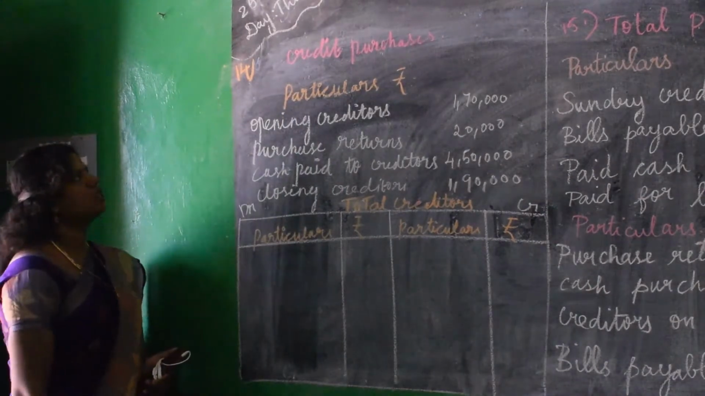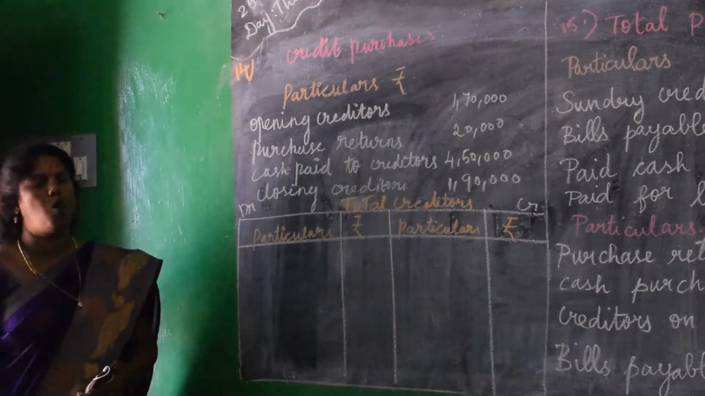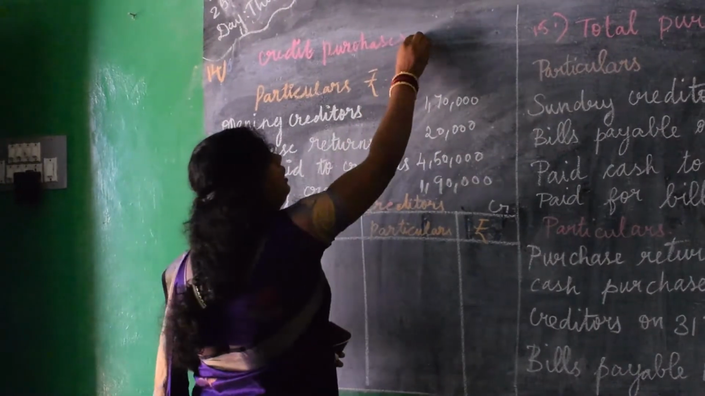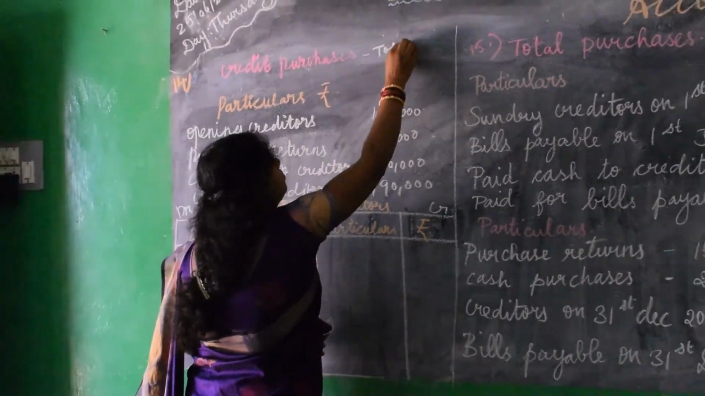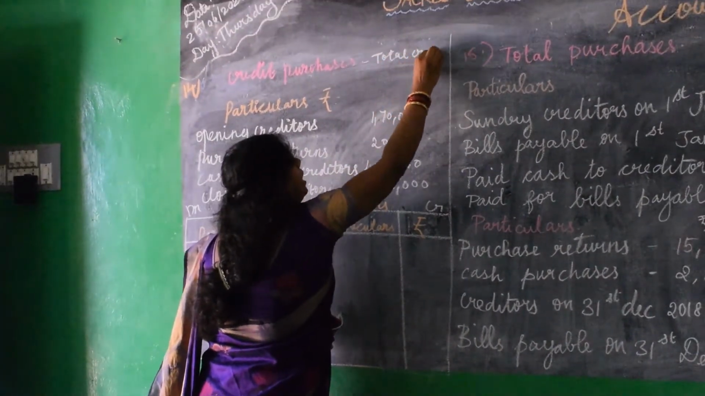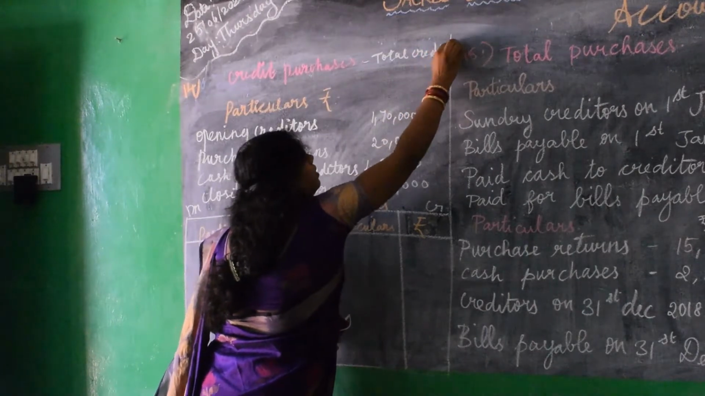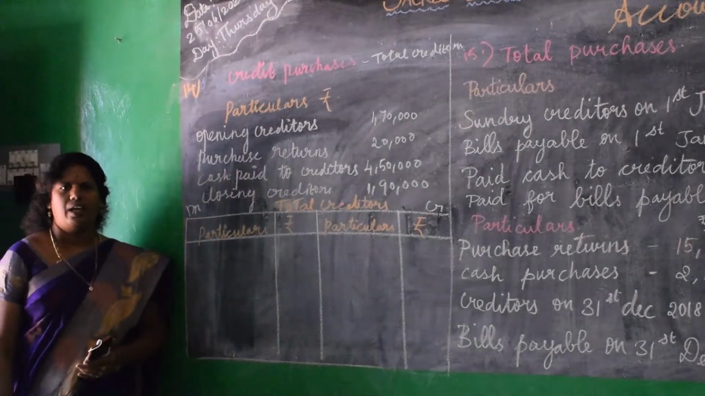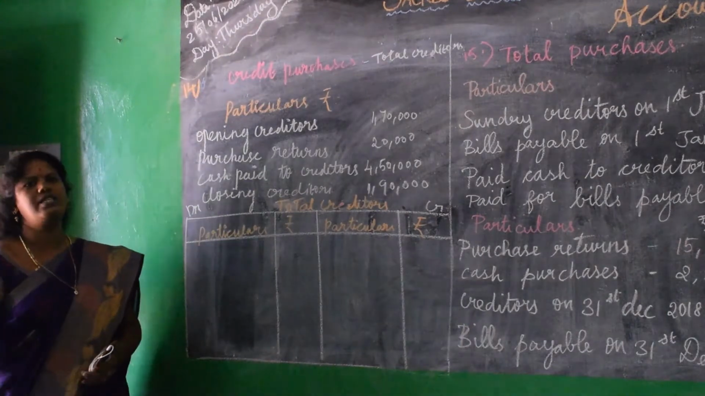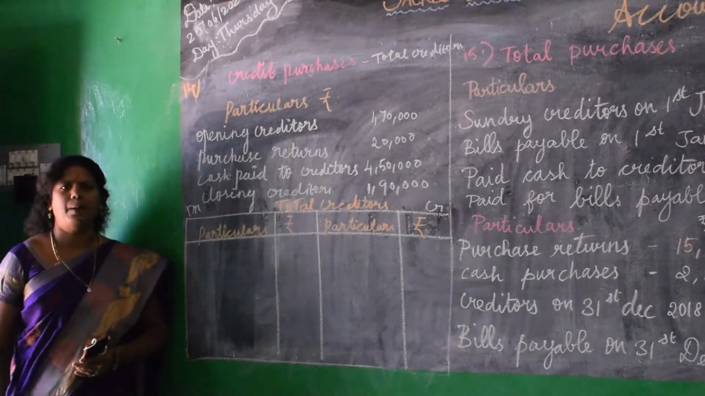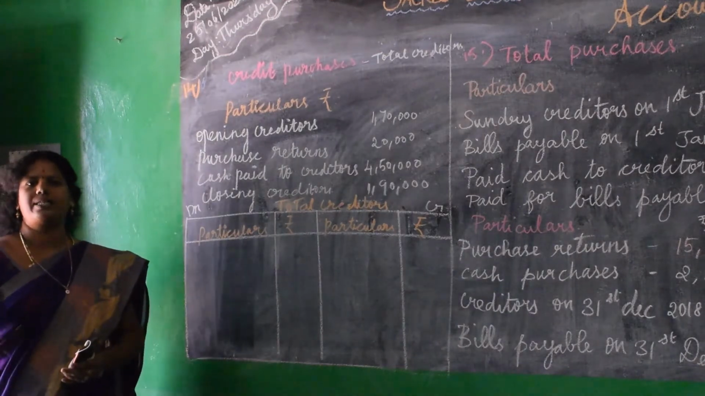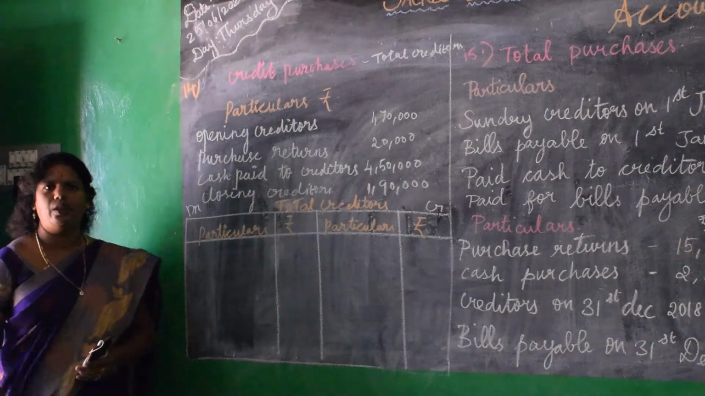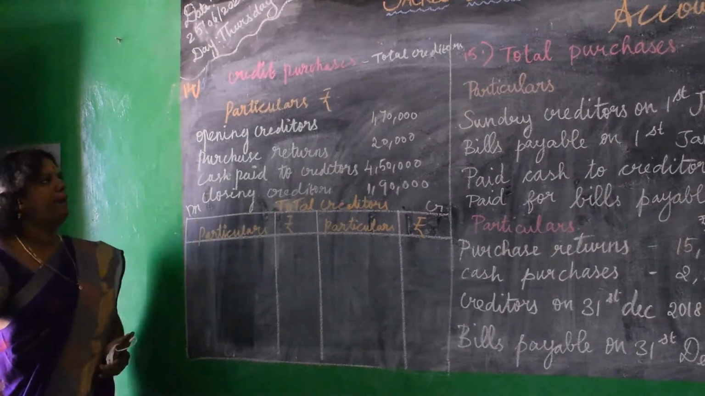In the credit purchases, why are we finding out the credit purchases? In order to find out the total creditors. What do you mean by total creditors? In the last session, we discussed the debtors. Who is a debtor? The person who has made a purchase from us on the basis of credit. Those persons are termed debtors.